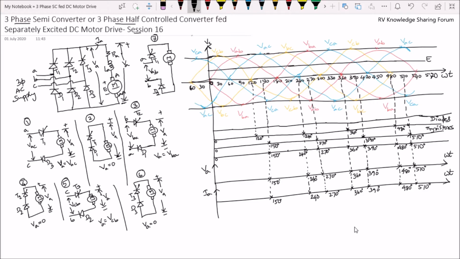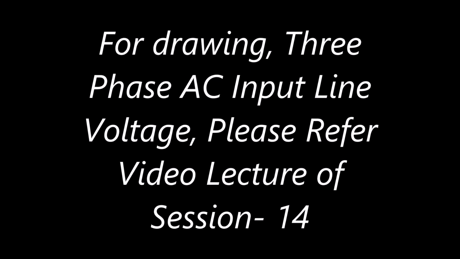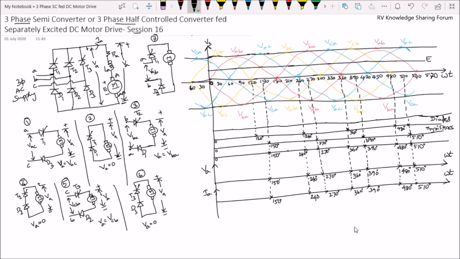Now let us move on to the operation of this three-phase semi-converter through these waveforms. First let us consider the line voltage VAB, which I am marking in black color. For this, let us consider circuit 7. I want to give a small piece of information about the identification of the devices. Please refer to circuit 7 on the left hand side.